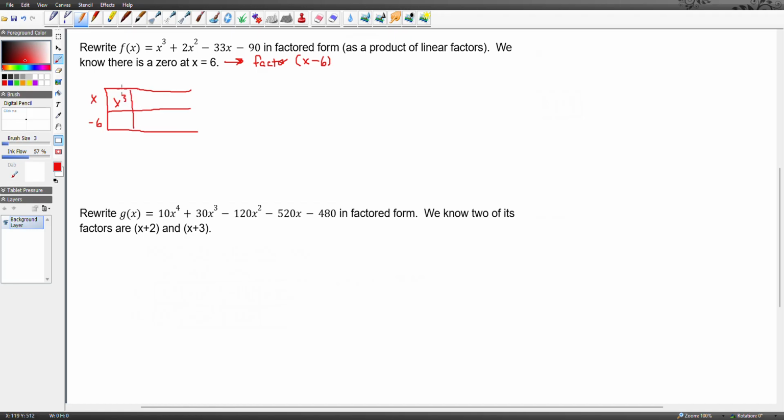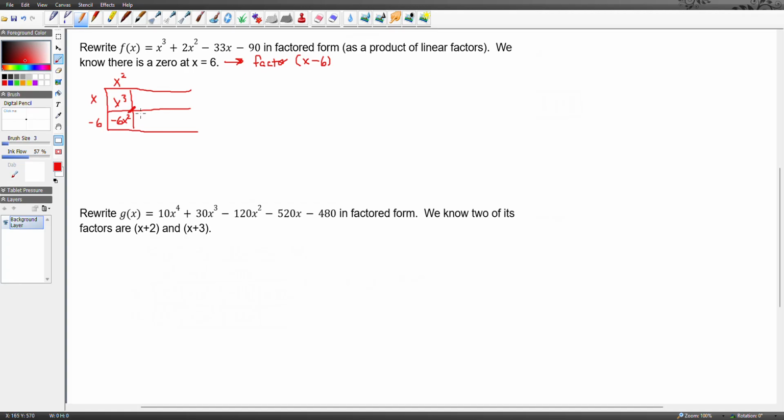and then above it I write what I multiply with this x over here to get x cubed. So if I already have one x here, I would need x squared on top, because x squared times another x makes x to the third. Then down here I need negative 6 times that x squared from the top. The top times the side fills in that box. So we did above, below, now we're going to the diagonal.